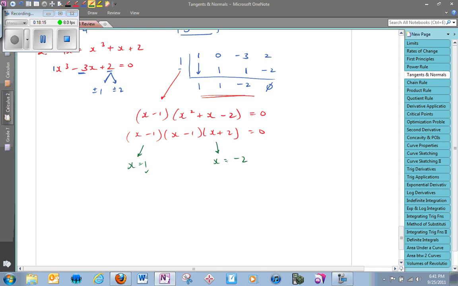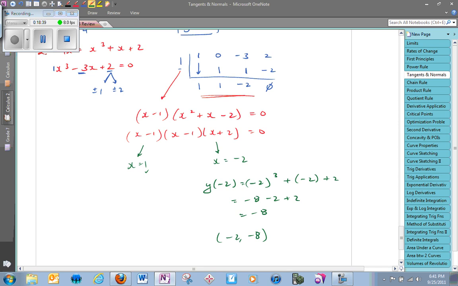So that's 1 point. The other point I'm going to find by subbing it in, so y at -2, which is -2 cubed plus -2, and then plus 2, which is -8 minus 2 plus 2, which is -8. So the point that it hits at, again, is (-2, -8).